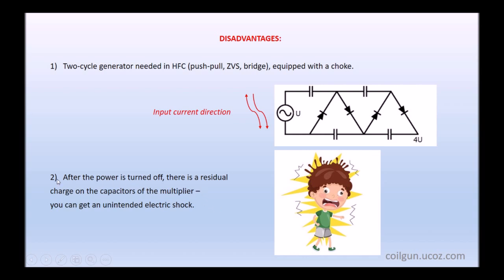Okay, after we turn off our shocker, the output capacitors can preserve some charge, and you can get an unintended electric shock. In such worked out models, there are some discharge resistors set in between the high voltage points of the multiplier, but we cannot guarantee that it is there.